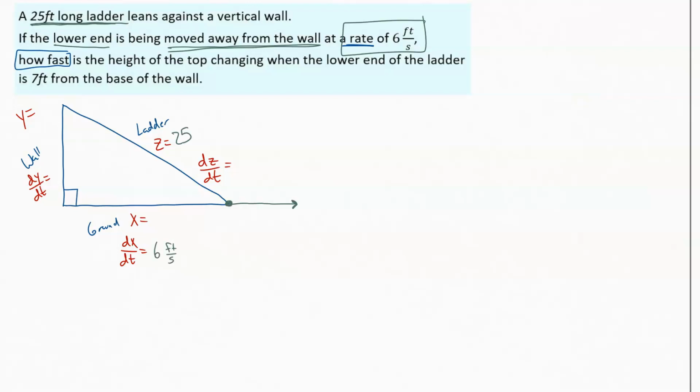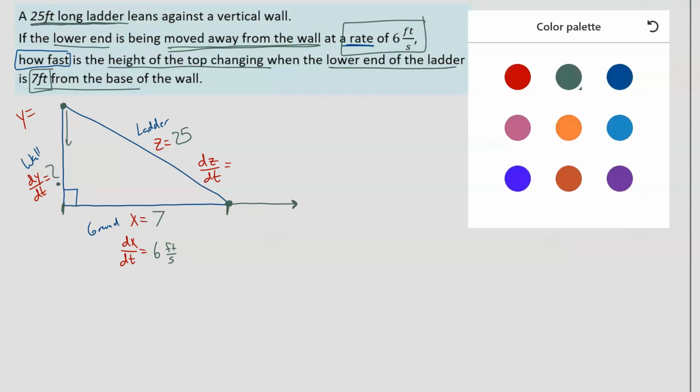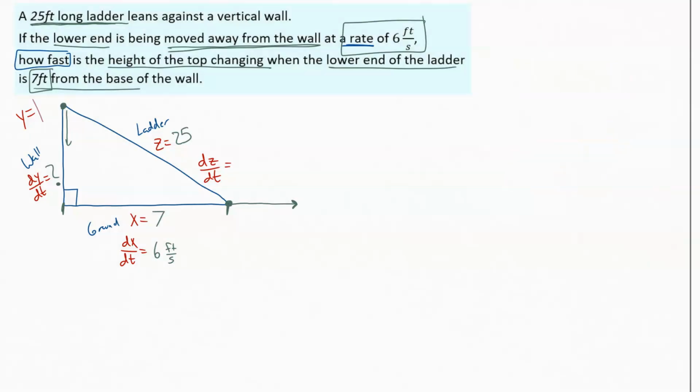Then they want to know how fast is the height of the top changing. So they're asking us how fast is this piece changing here. They want to know what does dy dt equal when the lower end of the ladder is 7 feet from the wall. So when this lower end, from there to there, when that distance is a flat amount, notice that's not a rate, when that is 7. Going back and looking at this picture that I drew, I know that I need to be able to fill in this y value, and I need to fill in that dz dt value if I'm going to be successful at this problem.